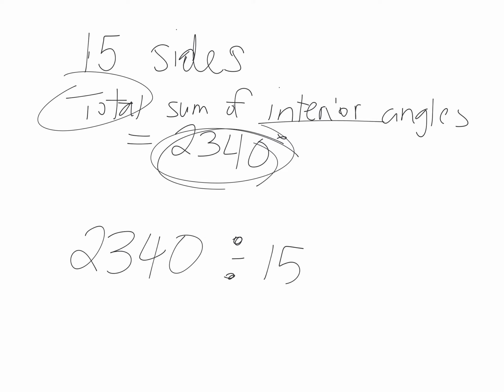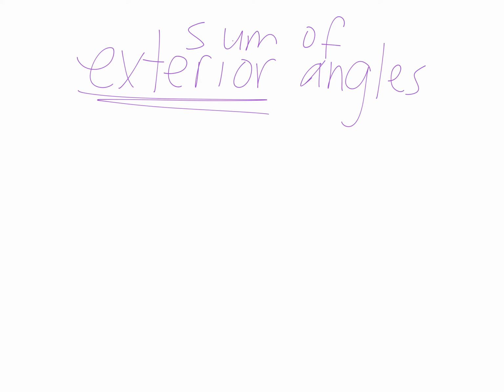Divided by 15. Good. So the answer is 156 degrees. So the total is 2,340 of all the angles inside, but each one of those is 156 degrees. Does that make sense? Okay, so we were looking at the sum of the interior angles, and we know it's different for every single shape, right?